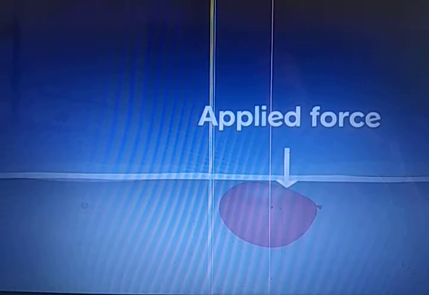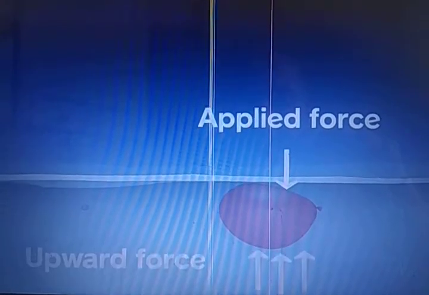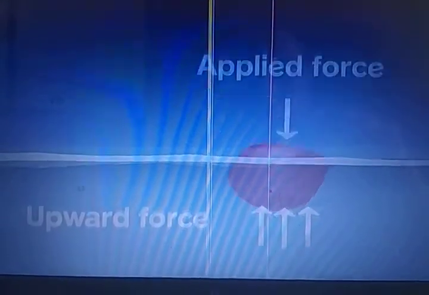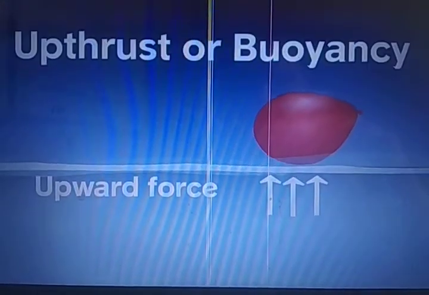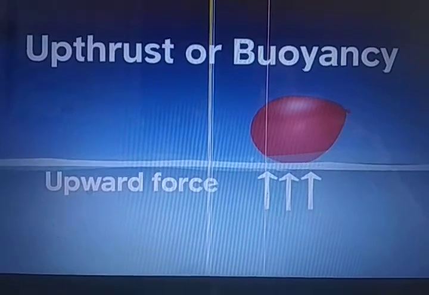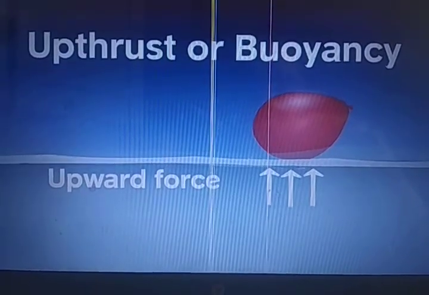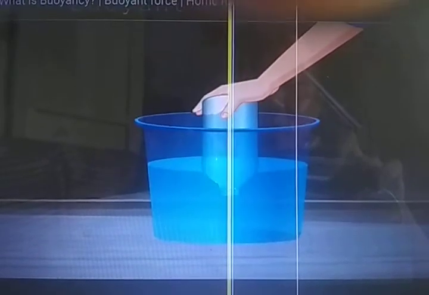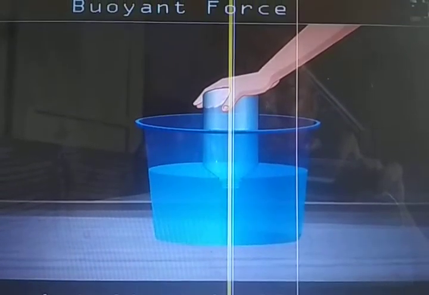When you apply force, the balloon will move down, but at the same time there is a force which is acting upward. When you release, there's a force. This force is called upthrust or buoyancy. To understand what is buoyant force, we'll take one experiment.